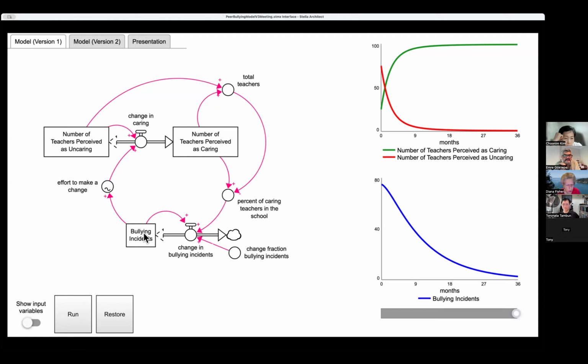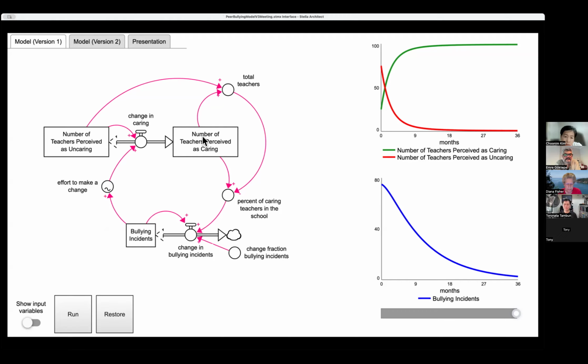So the more bullying incidents, the more the school tries to make a change to address bullying incidents. And the idea here was the change is we would try to move these teachers who were perceived as uncaring. We would try to work with them to help them make a more caring environment so that these teachers would move over to this box.